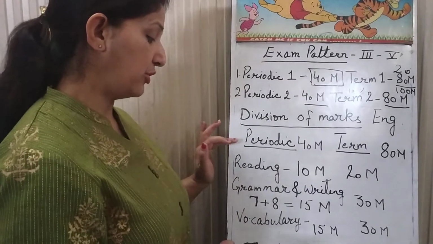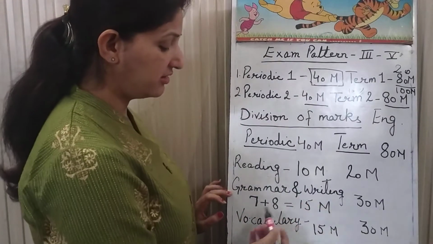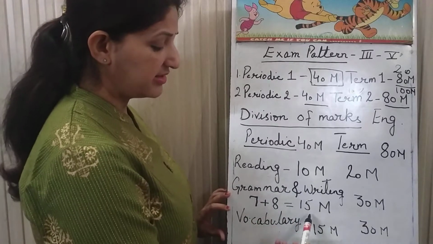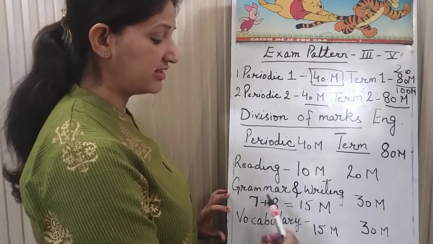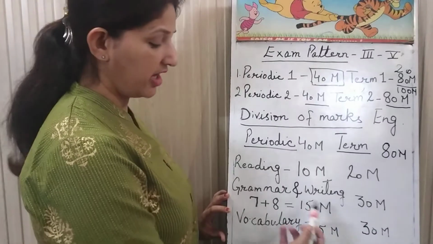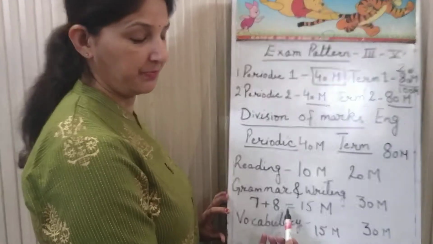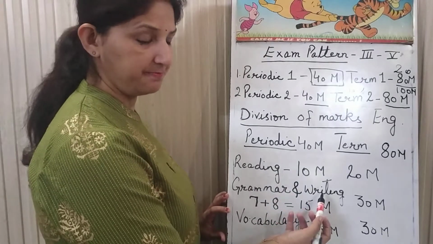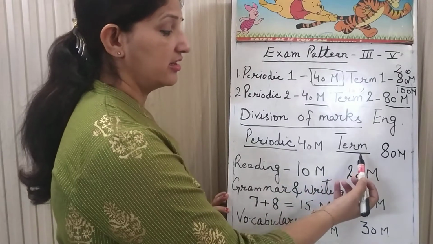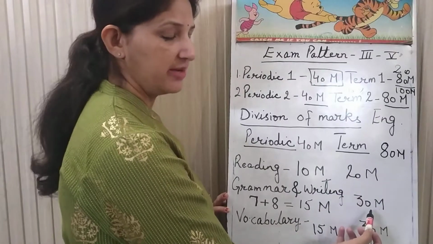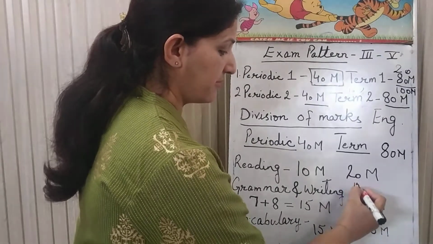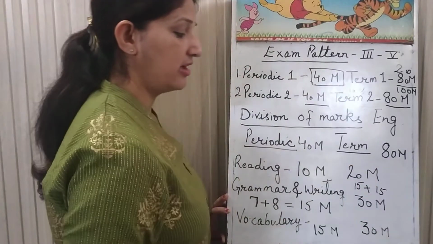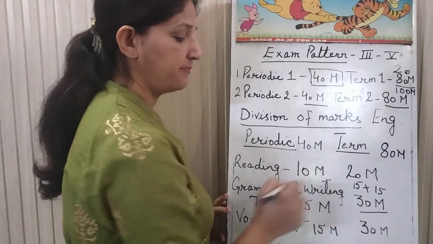Now in the periodic, what is the percentage of marks that is being divided? Here we can see in periodic we have this segment for 15 marks, which is divided into 7 plus 8. Okay, 7 marks for grammar and 8 marks for writing. Likewise, in the term exams, it is 30 marks, 15 marks for grammar and 15 marks for the creative writing portion. Okay, and it carries 30 marks.